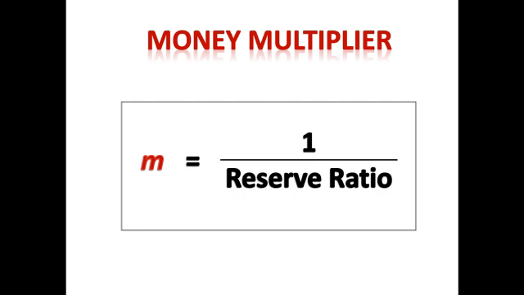For example, if someone deposited $100 into a bank and the required reserve ratio was 0.2, then the bank's excess reserves would be increased by $80. And since the money multiplier is 1 over 0.2, which is 5, the money supply would be increased by 80 times 5, which is 400.